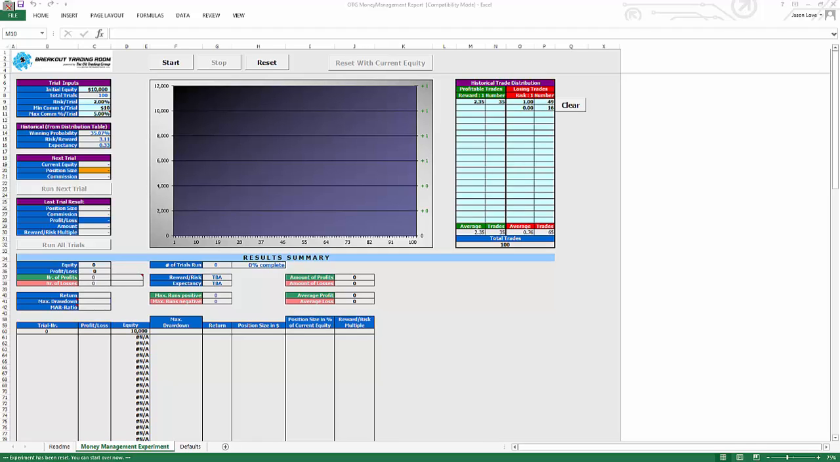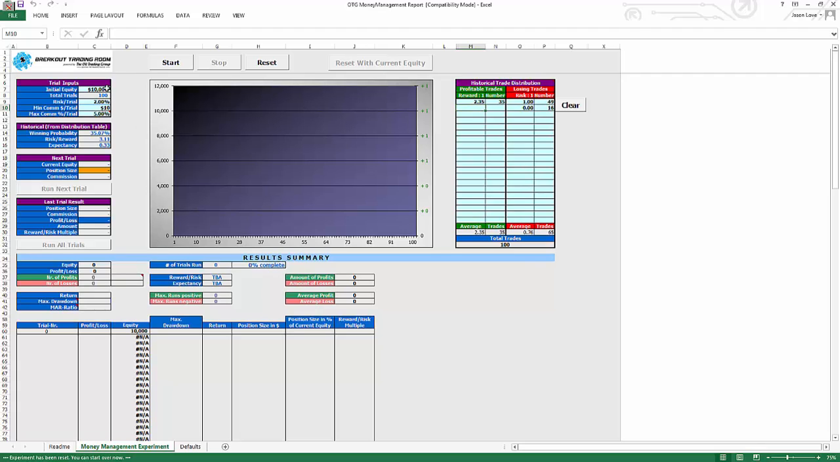All right. I want to spend just a minute with you going through this, what we call the OTG money management spreadsheet. Essentially, what this spreadsheet is designed to do is to give you an idea of how keeping your losses low and letting your winners run allow you to be profitable over the long term.